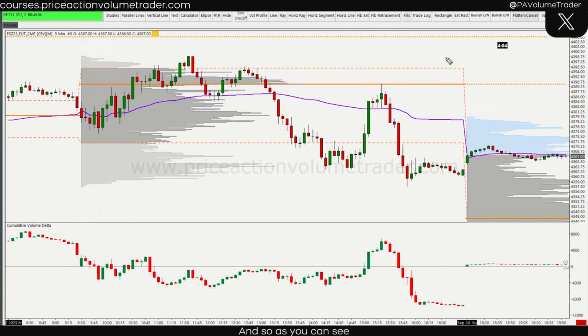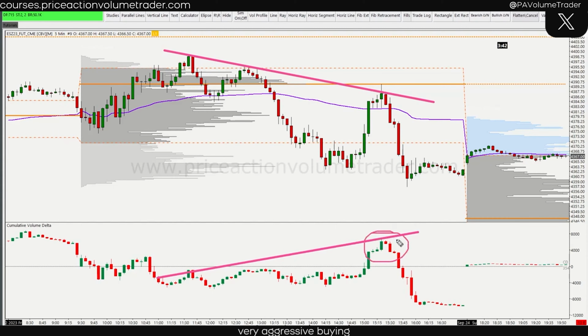And so as you can see, if we look at an example like this, we notice that price is making lower highs, and yet what do we see with delta? We see that right here we have very aggressive buying, and we're pretty much at the highest level of cumulative delta that we had since the start of the session, but yet prices are not at the highest they were since pretty much 11:30 right here when Europe closed. We had a shift and the flows started going down.